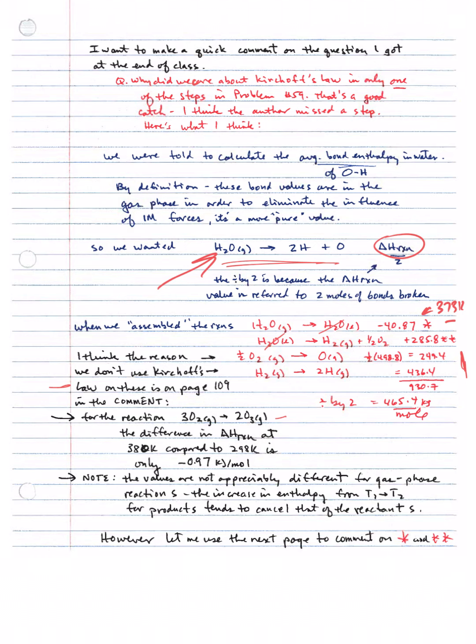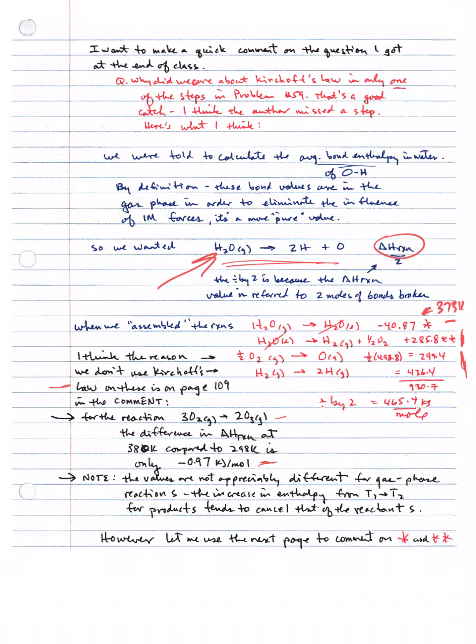So in that example, he's essentially saying that 1 kilojoule per mole is not that big a deal and you could skip it. So let's see how his assumption goes for this reaction up here that I said was the reverse of the formation reaction. So let me use the next page to comment on the asterisk and the double asterisk.